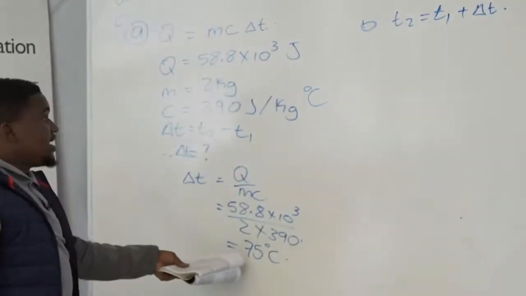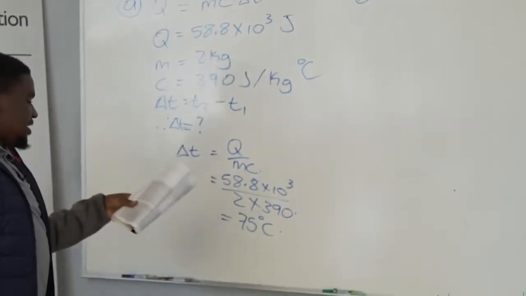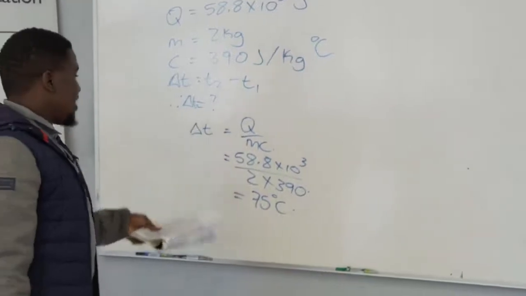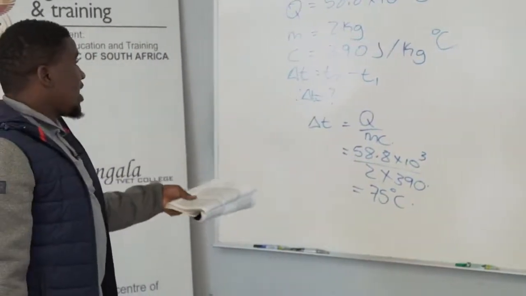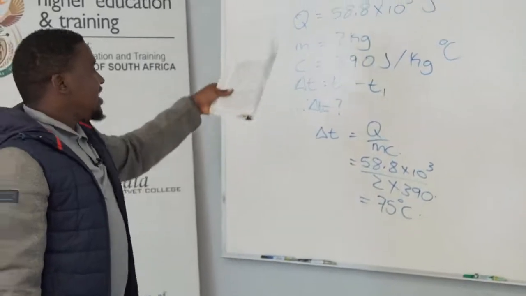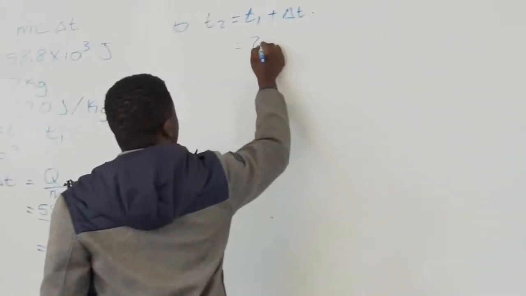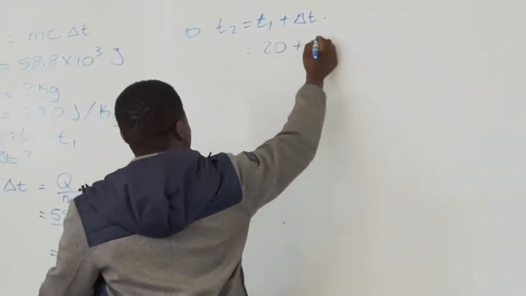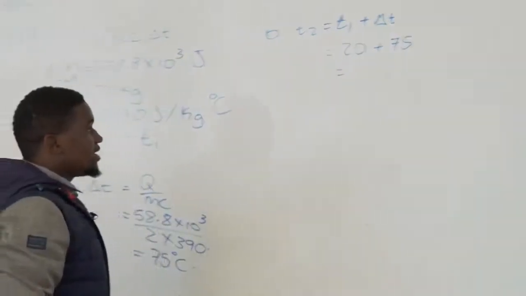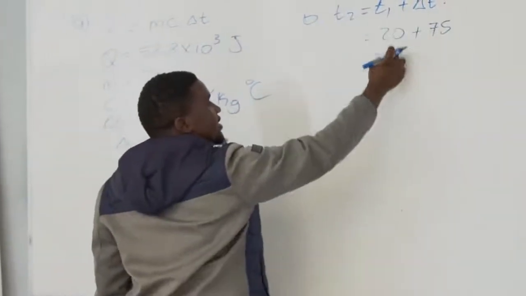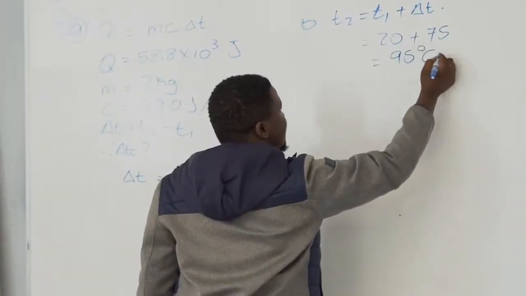Now, what do we know? We know that the change in temperature is 75. But what is our T1? Our T1 is the initial temperature, which was given as 20. Then this is 20 plus 75. Then we are getting 70, 80, 95. 95 degrees Celsius.